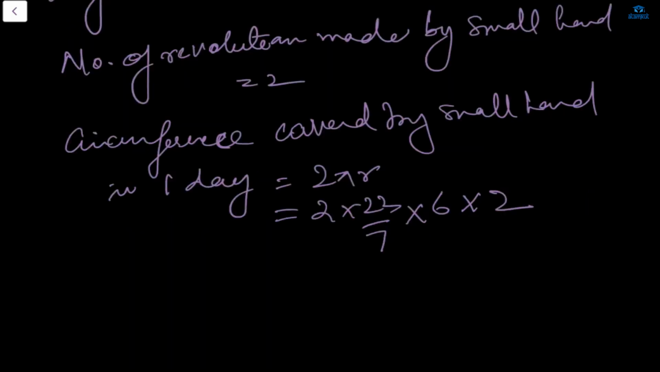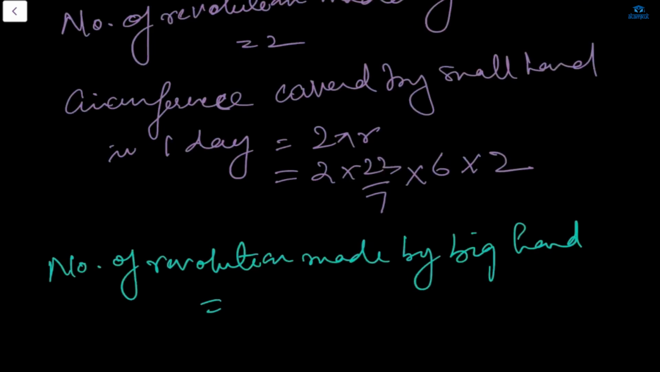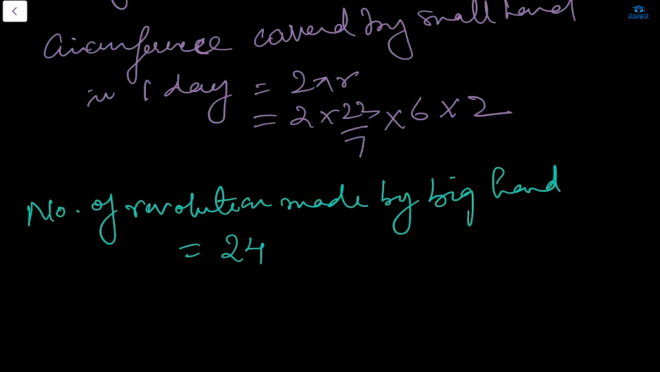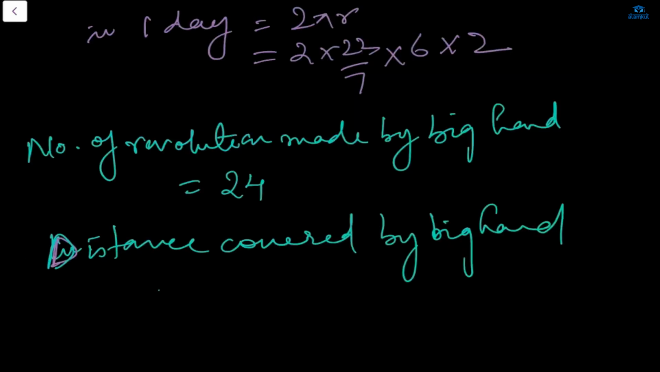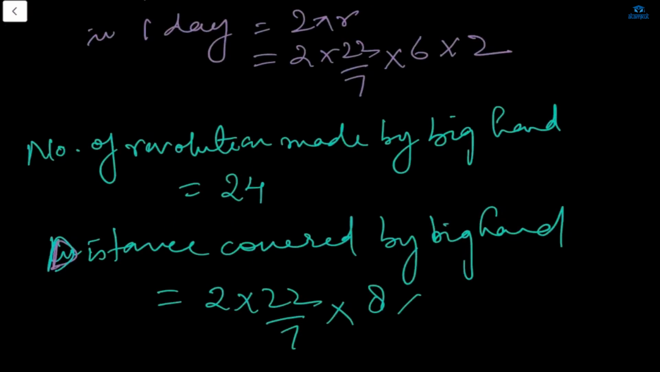Now similarly, number of revolutions made by the big hand. How many revolutions will the big hand make? 24, because there are 24 hours, and in 1 hour it will make the complete circle. I got confused and wrote it there earlier. Now, distance covered, not circumference, you write distance covered by the big hand. How much distance will be covered? Again 2 pi r into 24, and r is 8 centimeter.